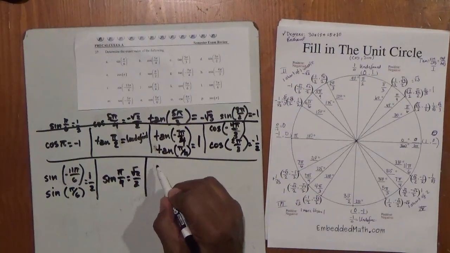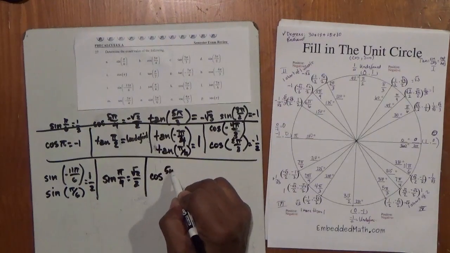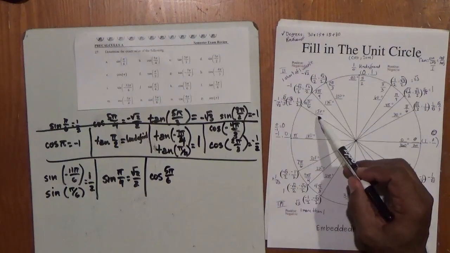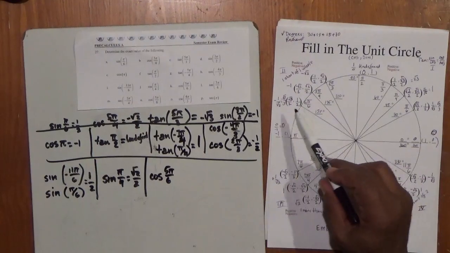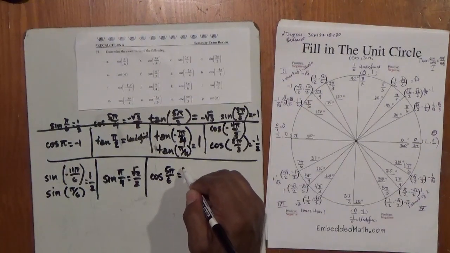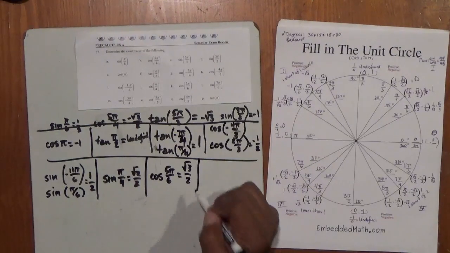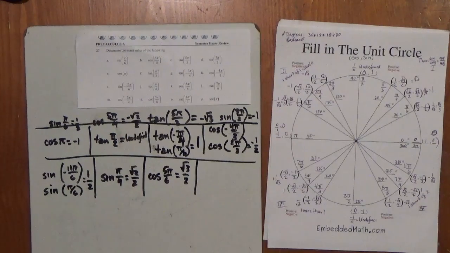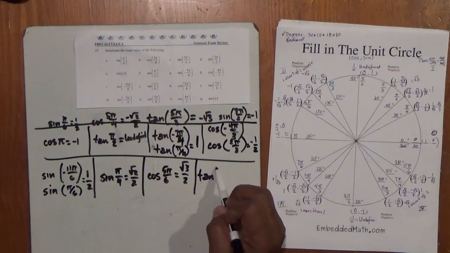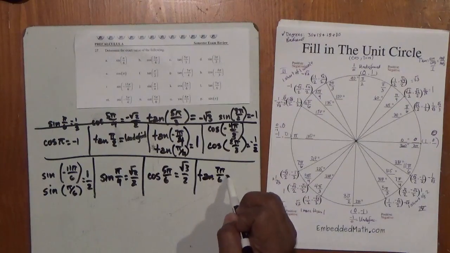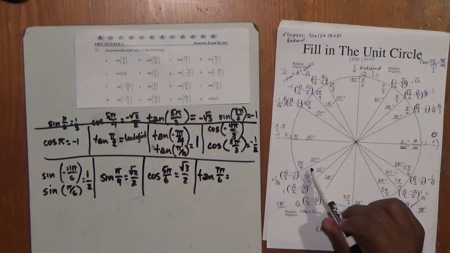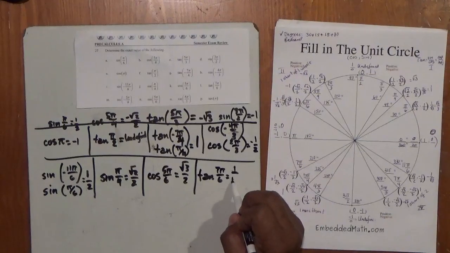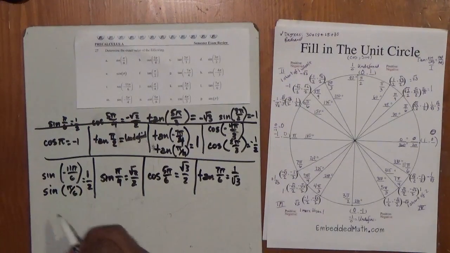Excuse me, cosine 5 pi over 6. 5 pi over 6 is at 150, so cosine 150 is negative √3 over 2. You notice this is a no calculator problem, no calculator at all. Tangent 7 pi over 6. We know it's going to be positive because it's in that third quadrant, and that's 1 over √3.